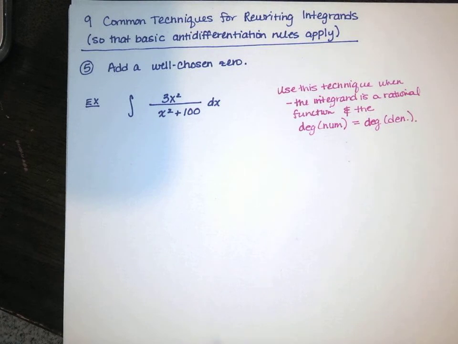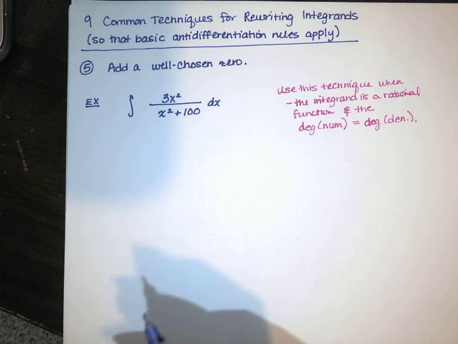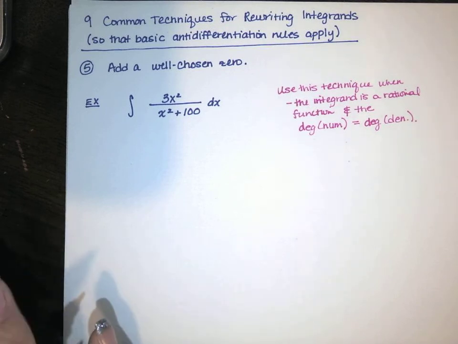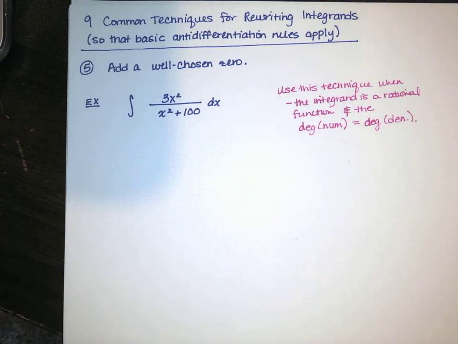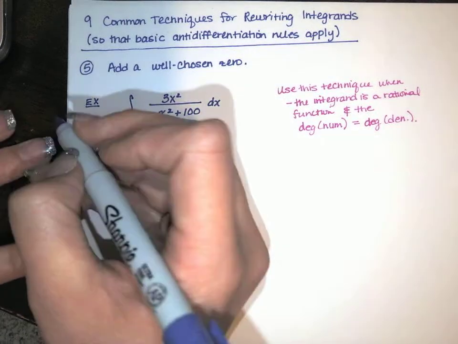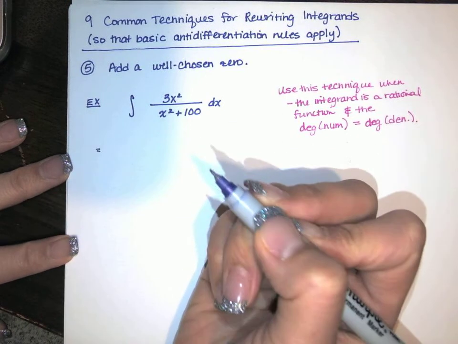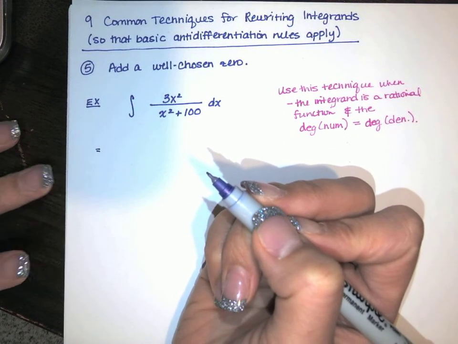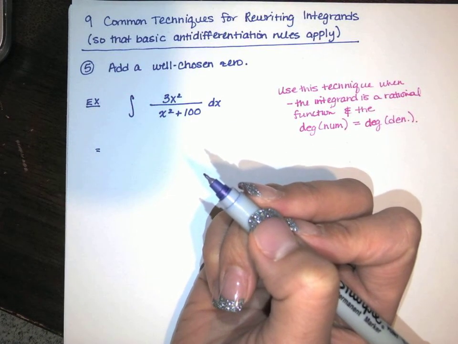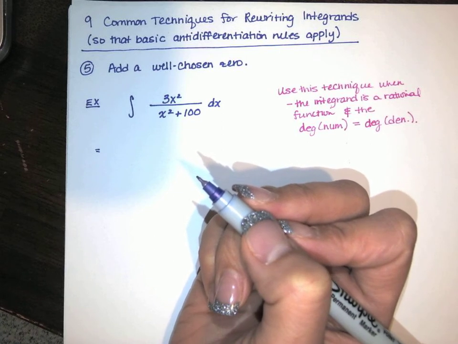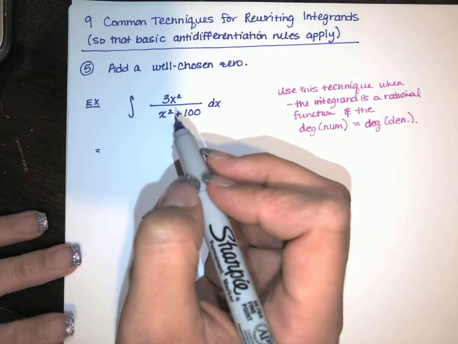Well, in that case we can add a well-chosen zero. We're going to add exactly what we want so that everything cancels nicely. And that's okay as long as we compensate for adding that by subtracting it. So we are literally adding 0 to our expression, adding 0 to our integrand, but we're doing that so that we can write it in this different way. And once it's written in that different way, it'll be easy to take the antiderivative.